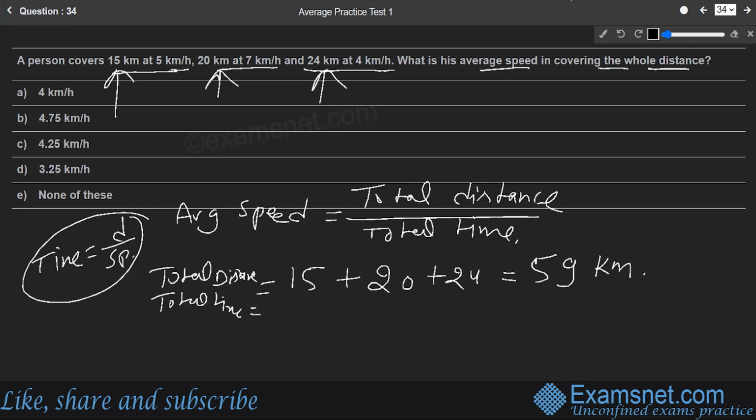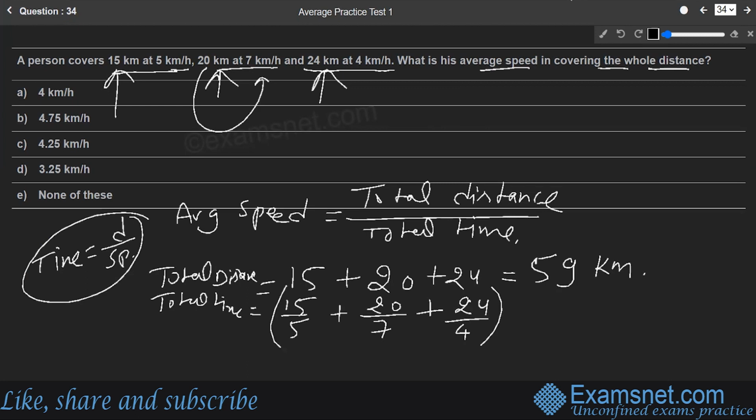Total time can be formulated by, first of all, first distance divided by first speed. First distance was 15, first speed was 5, so it is 15 by 5, plus the next time: 20 kilometers at 7 kilometers per hour, so distance is 20, speed is 7. Plus the next time, where the total distance is 24 and the speed is 4. So these are the three times.